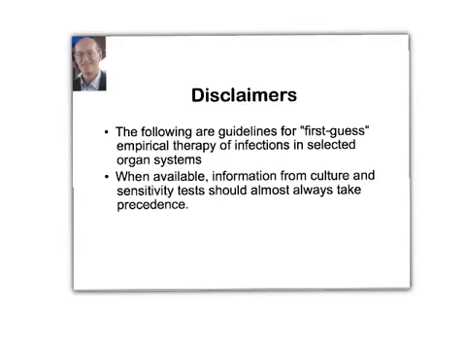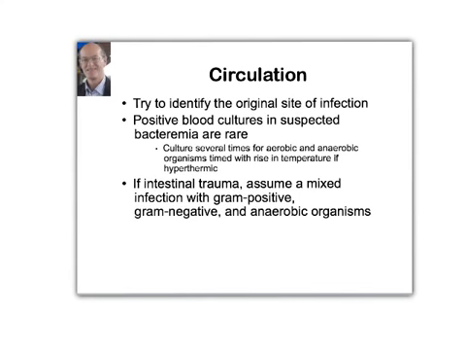In the meantime, take what I'm about to tell you as really a first guess, an empirical selection of the antibacterials based upon the likelihood that a certain organ system is affected by a certain bacterium. Always, information from culture and sensitivity should take precedence. So I'm going to put this at the beginning of each of the three units to make this point very strongly. So let's start with the general infection of the general circulation.